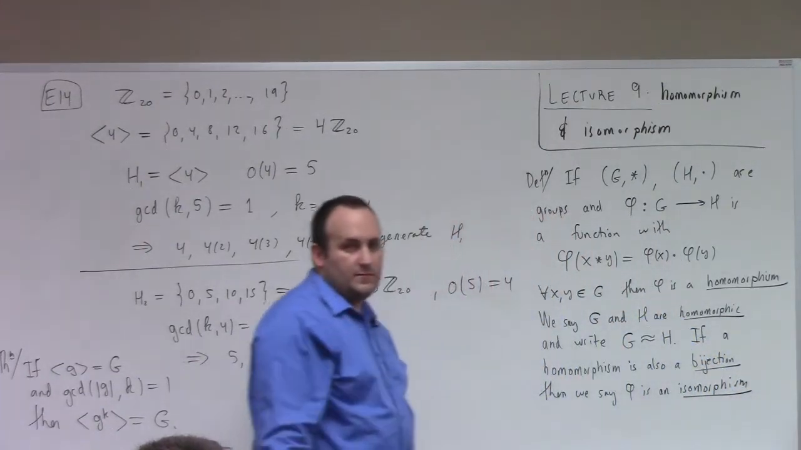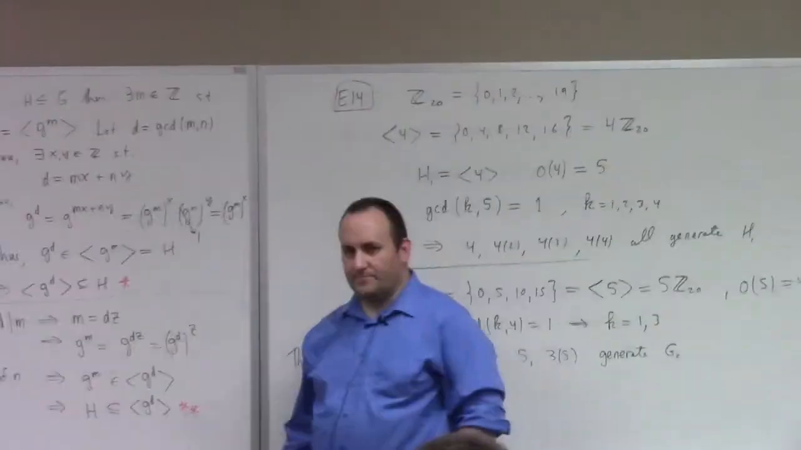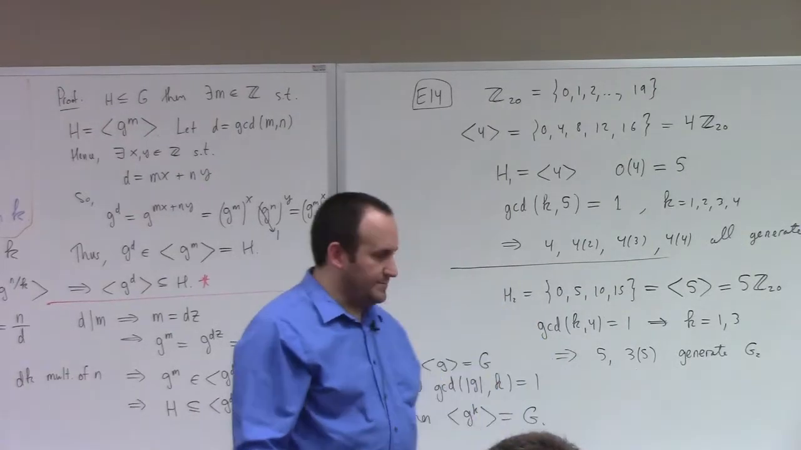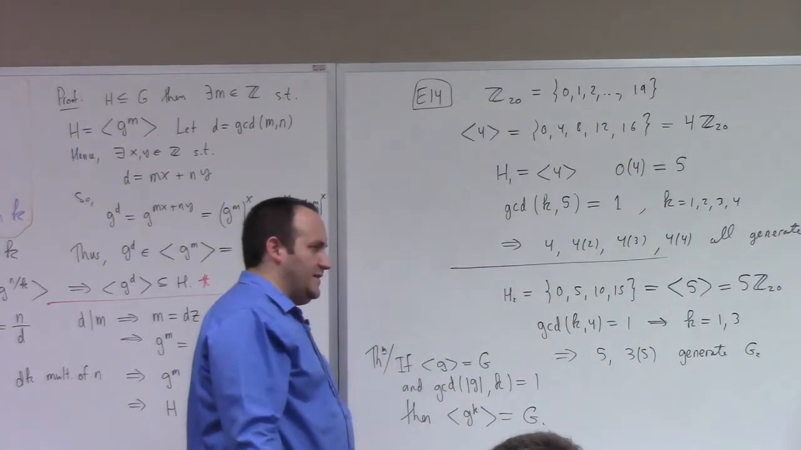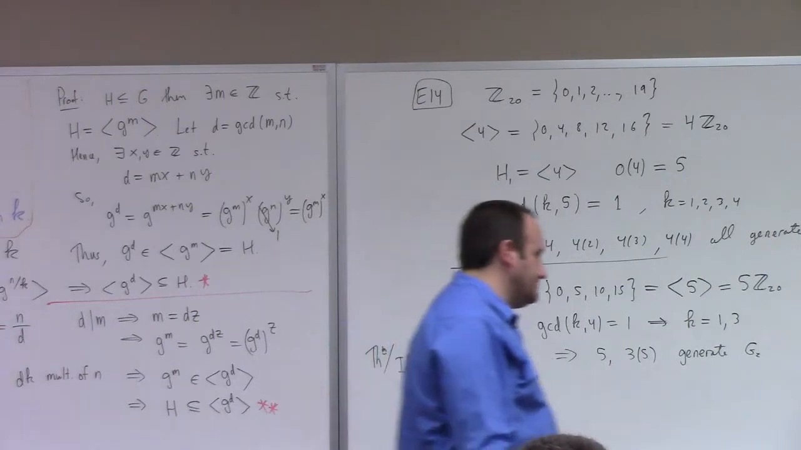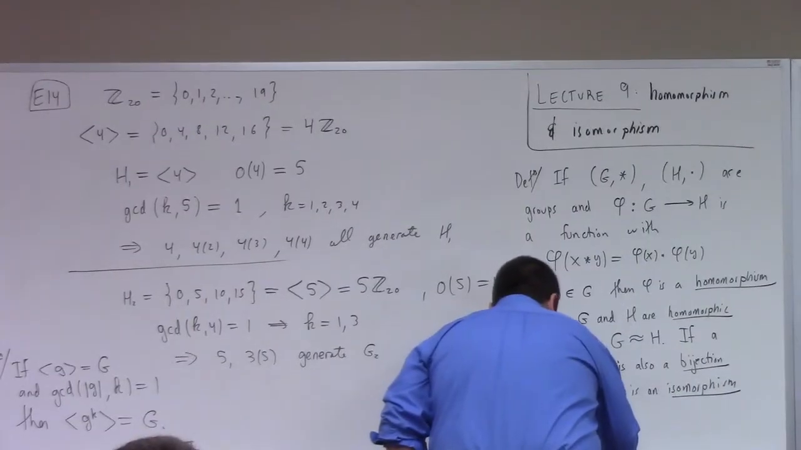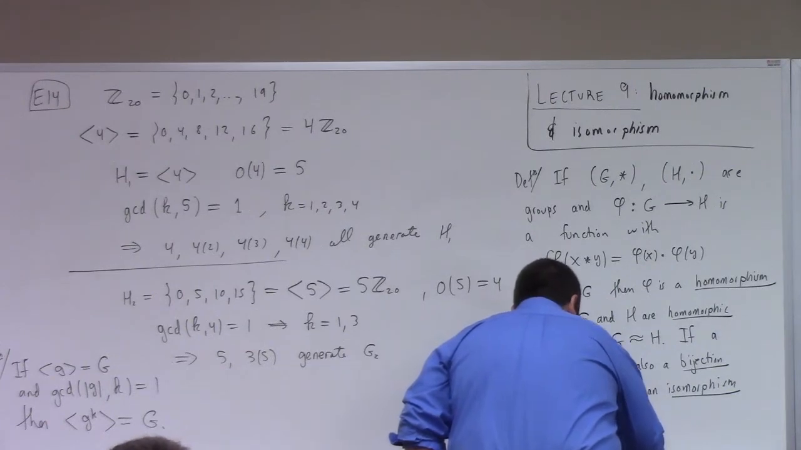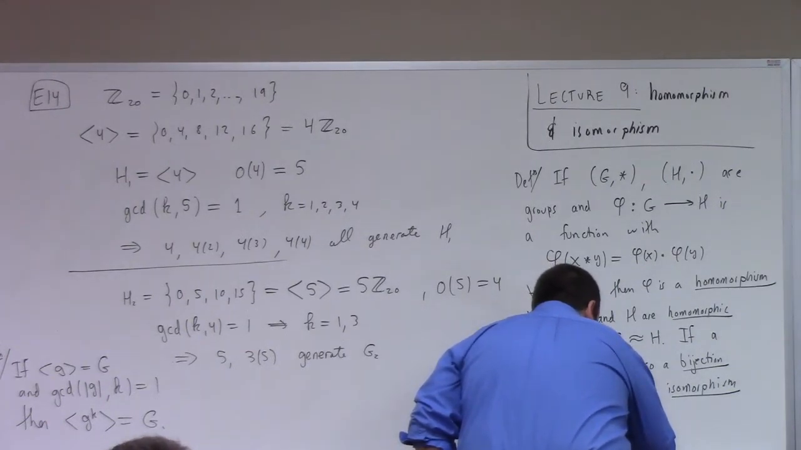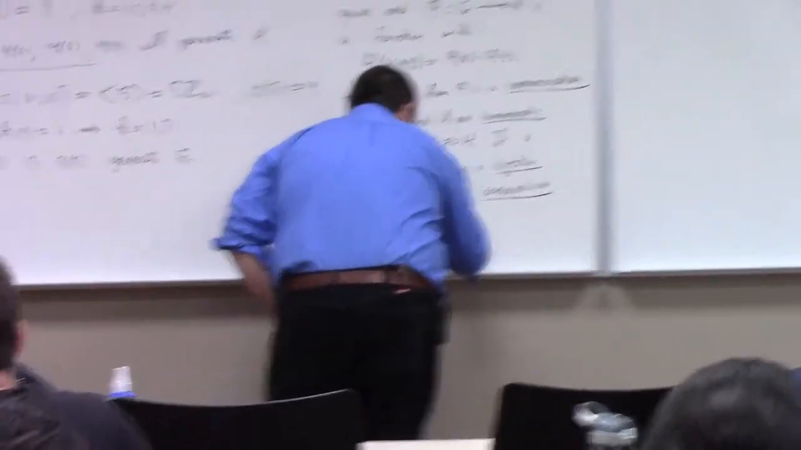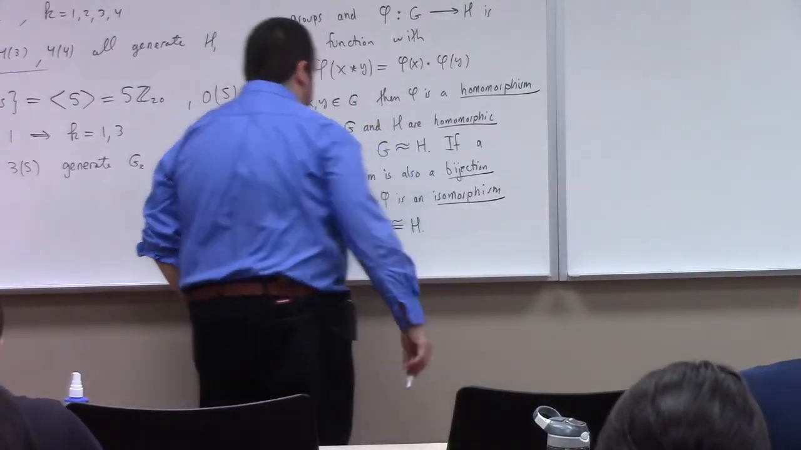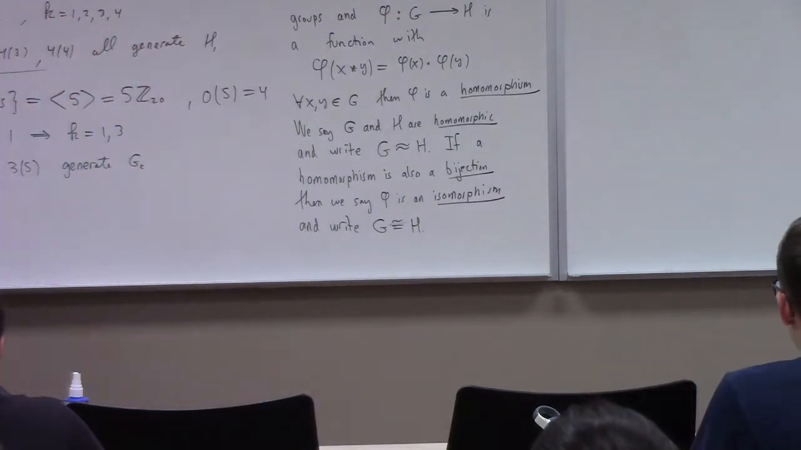Right. And then we also say that G and H are isomorphic. And G and H isomorphic, we can express that by just writing the symbol G, equals with a squiggle on top, H. It's going to be isomorphic.